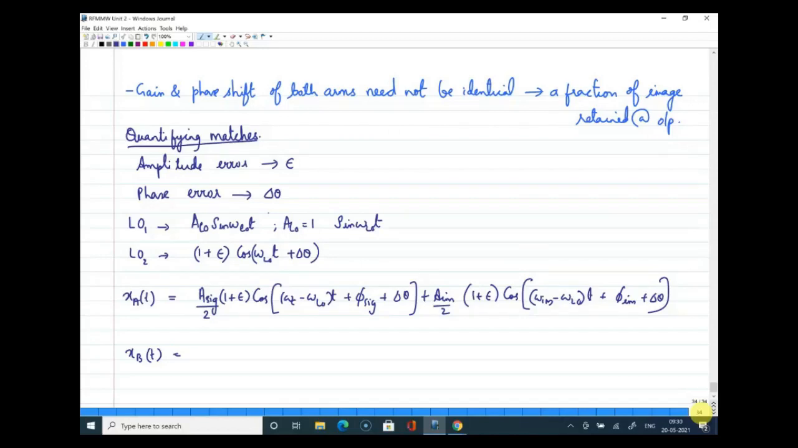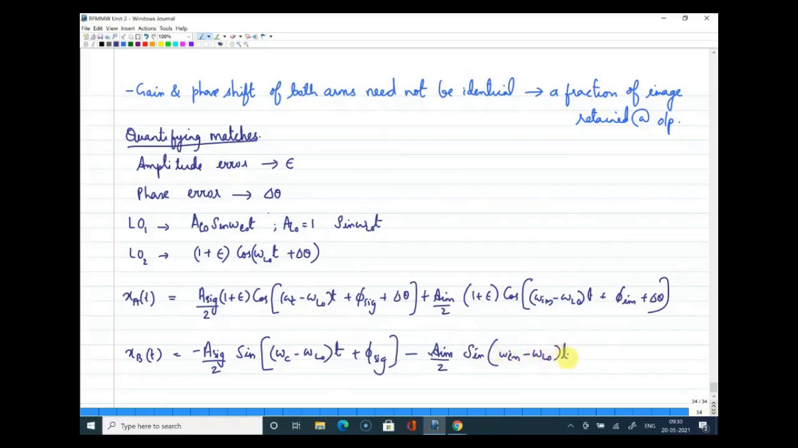Yeah, that could be either way. But I don't think that will matter. Okay, let me proceed with this. So xb of t, when I write, I'm just writing with the previous equations we got yesterday. So it will be minus omega LO into t plus this phi signal, minus A image by 2 into sine of omega image minus omega LO into t plus this phi image.